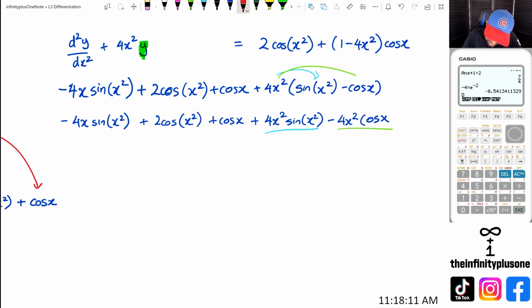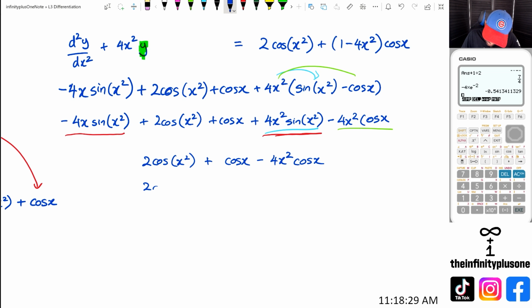Now, I can see that negative 4 sin(x²) and positive 4 sin(x²), they're going to disappear. And all I'm left with is 2cos(x²) + cos x − 4x² cos x. And if you look at the right hand side, you've got plus cos x is a common factor, which means I'm going to get (1 − 4x²) cos x. And this is equal to the right hand side.